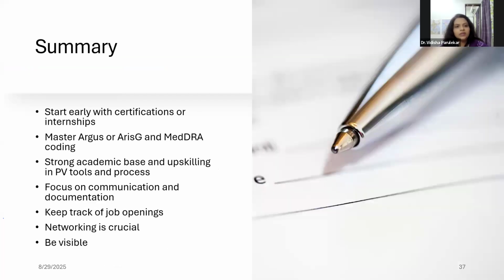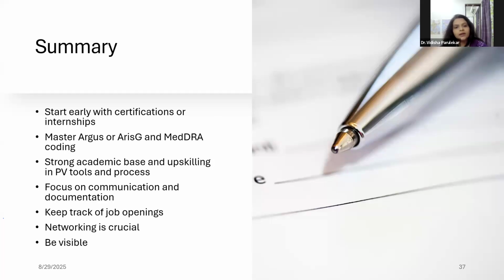Then the summary is to start early with the certifications or internships and master Argus or ArisGlobal or MedDRA coding. This is an on-job thing, but I think ArisGlobal does have certain webinars to understand their software. So just look for them. And also if there are certain certifications which give you hands-on training on any of them or similar software, do look for them.